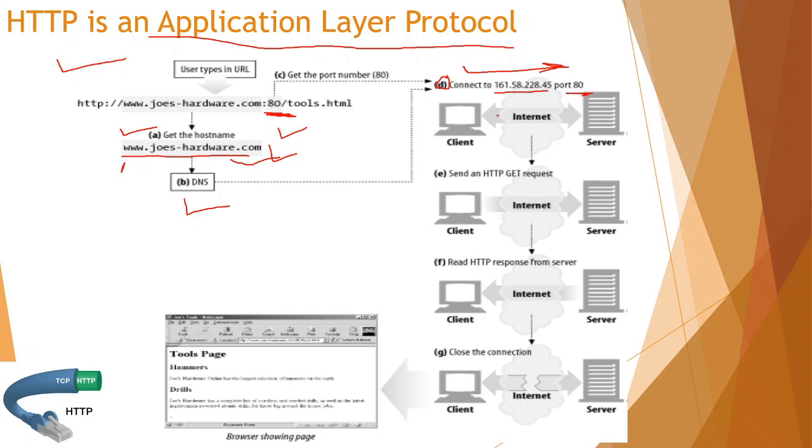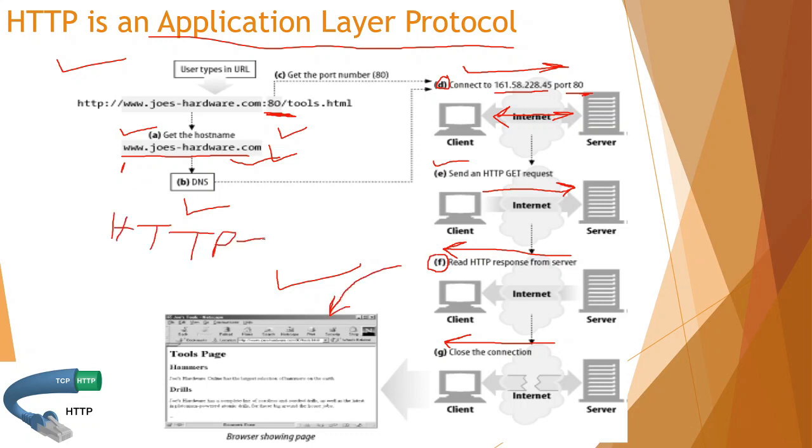Once the TCP connection is established between client and server, the client will initiate a GET request to the server, and the server will respond to that HTTP request. And finally, once it gets the response, the session will be closed, and you can see that after step F you will get the page. So this is how HTTP works, and HTTP uses TCP, the transport protocol.